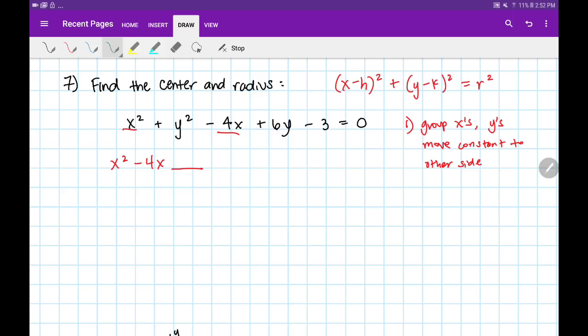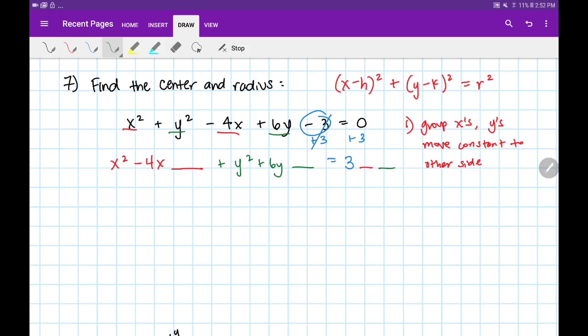Plus, now I'm going to get my y's together. Y squared plus 6y, leave a blank. And I want to get this number to the other side. So the way I'll do that is I'll add 3 to both sides. And I just get equals positive 3. Whatever I do to the left side, I'm going to have to do on the right side as well. So I'll leave 2 blanks here.